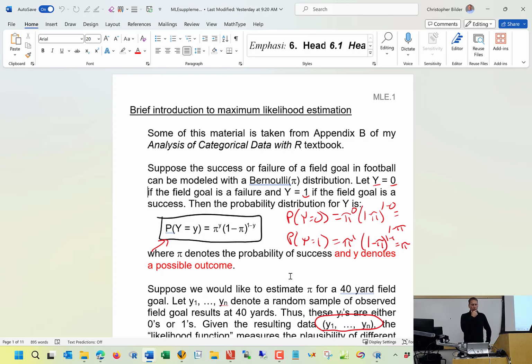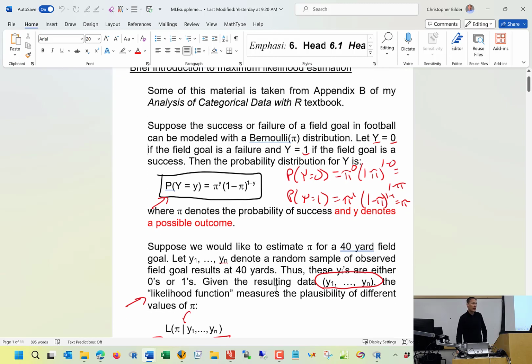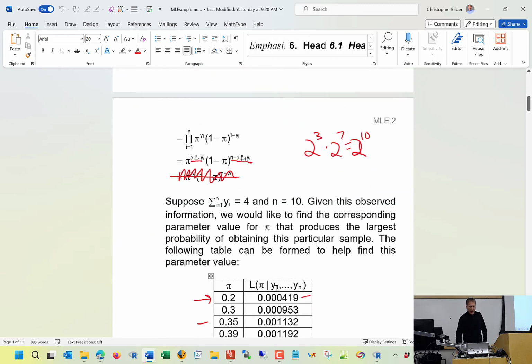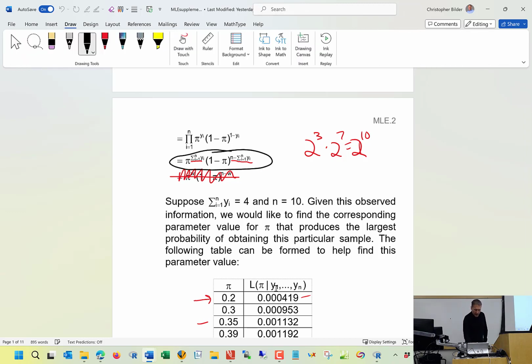Just to review this little section, what we talked about already, we were looking at a specific example dealing with field goal kicking, where we want to estimate the probability of success. We were able to use a Bernoulli probability distribution for that. Our random variable is y for success or failure, 1 or 0. We wrote out our likelihood function as pi raised to the sum of the y's, which is the number of successes, times 1 minus pi raised to the n minus sum of the y's, in other words the number of failures, power. This was our likelihood function.